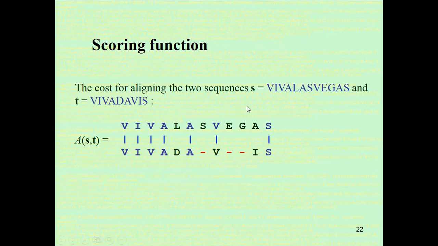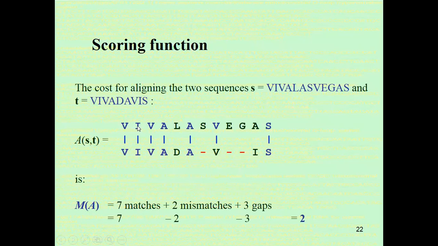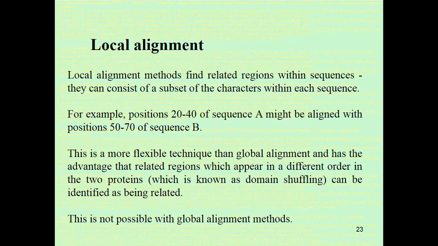Here we have the two sequences and we align them. You can see that there are 7 matches: 1, 2, 3, 4, 5, 6, 7. We have 2 mismatches and 3 gaps. So 7 matches minus 2 mismatches minus 3 gaps, then we have 2 as the score for these two sequences. So here is the method by which we can score any alignment, that is the optimal scoring method in actual.